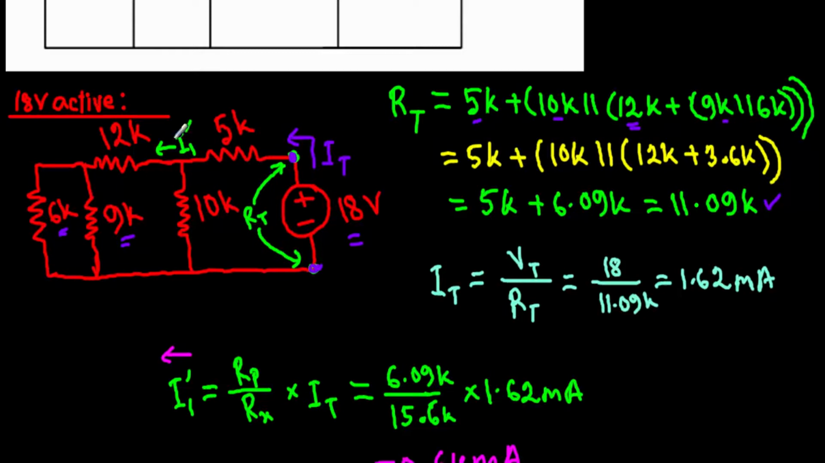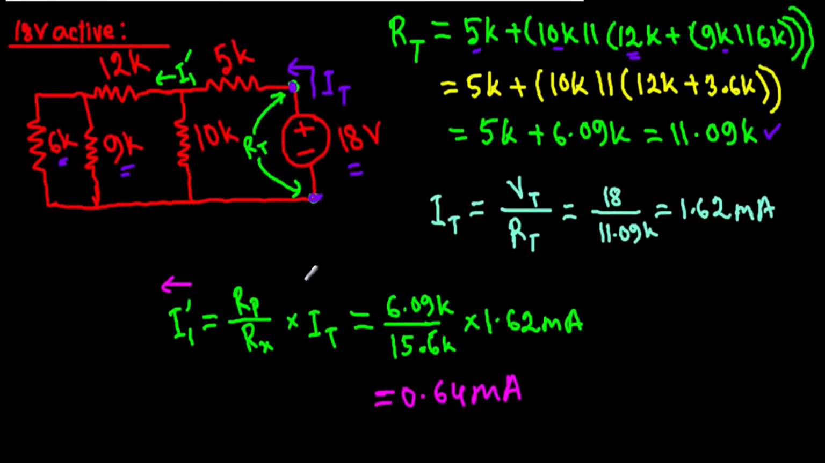Now if I want to calculate I1 prime, I have to apply the current divider rule here. So what is the current divider rule? The current divider rule is RP, the equivalent parallel resistance, divided by RX, into IT. Actually we have to reduce, let's say this is the A terminal, this is the B terminal. We have to reduce these three resistances into a single resistance. That means I want to know the branch resistance between this A and B terminal, and there is a single resistance of 10 kilo ohm.